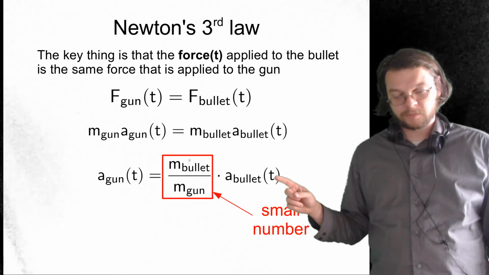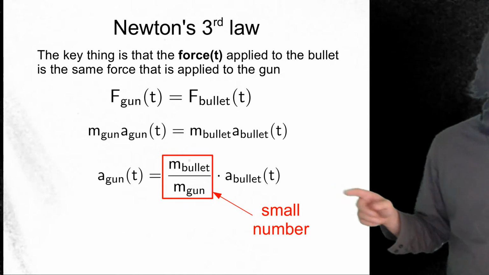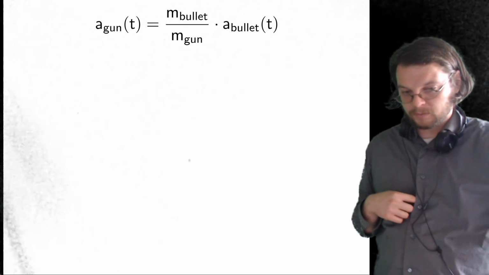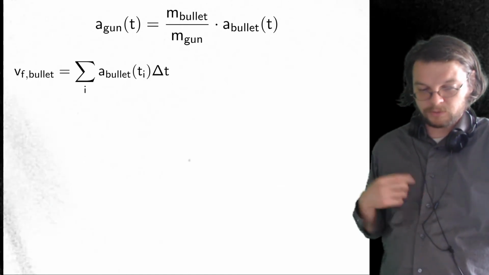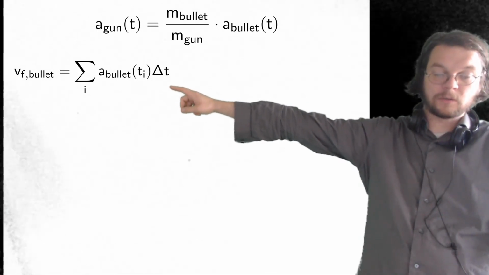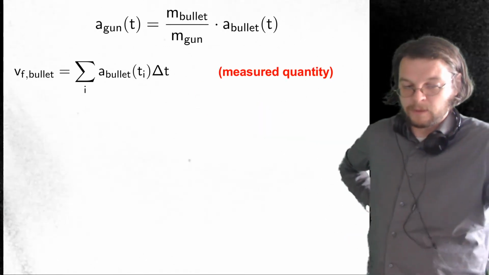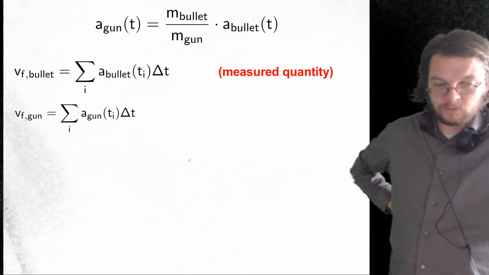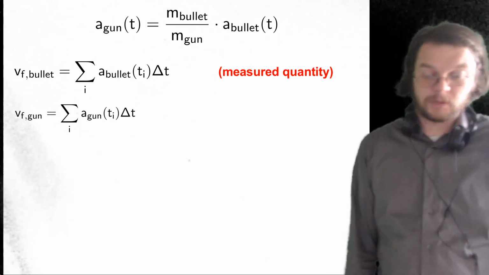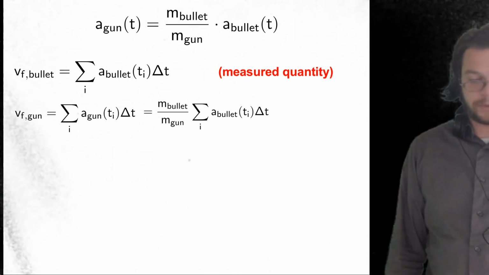Now, if we had an accelerometer, we might know this information, but we don't. We only know what the speed of the bullet coming out of the barrel is. So we can do a mathematical trick and sum up. We know that if you sum up the acceleration of the bullet with time, you get the velocity of the bullet, and this is a measured quantity. We also know in principle, if you sum up the acceleration of the gun with time as it's being shot, that would give you the final velocity of the gun. And this is really what we're trying to figure out.